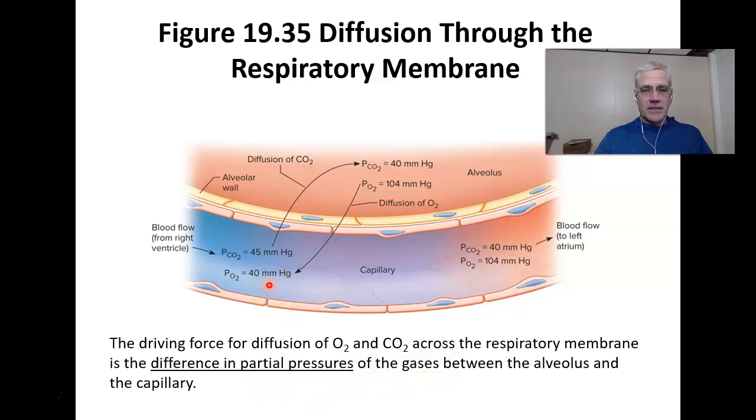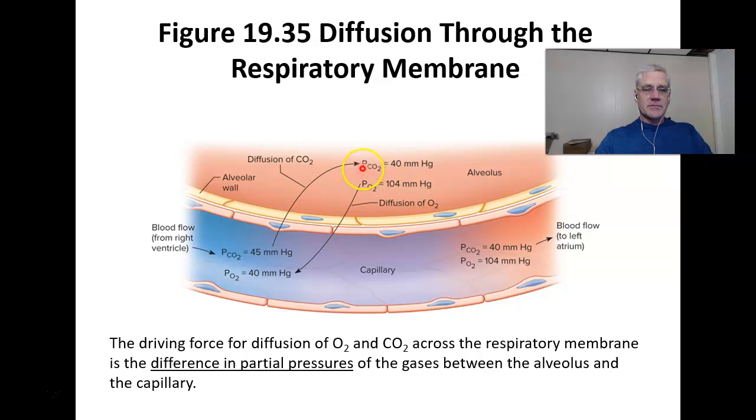Now, carbon dioxide. So we look at the other side of this equation, right? Blood flow from the right ventricle. Here's the partial pressure of carbon dioxide. It's about 45 millimeters of mercury at this point. And that's waste product. Now, CO2 travels in various forms that we're going to talk a lot about, the chemistry of that.